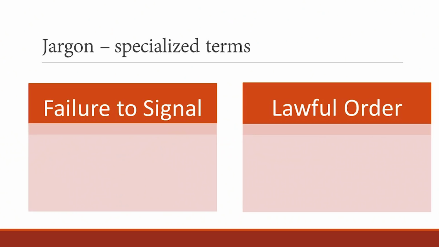Moving on to the third linguistic form, this is jargon. You'll remember that these are specialized terms. There were two pieces of jargon that really jumped out to us in this interaction. The first is "failure to signal," and the other is "lawful order." These two terms stood out to us. They seemed to us like weird law enforcement terms that were being used.